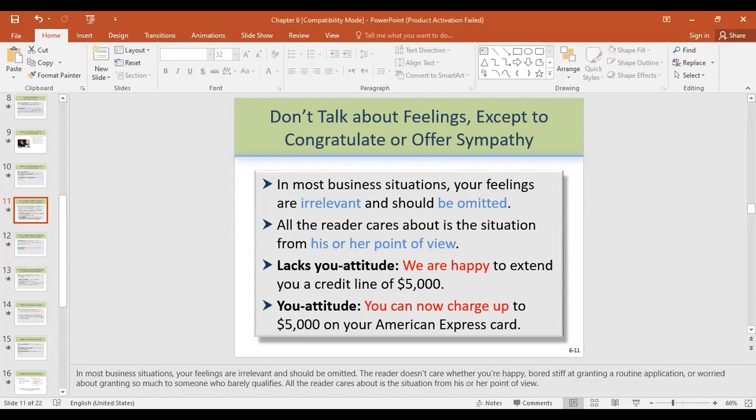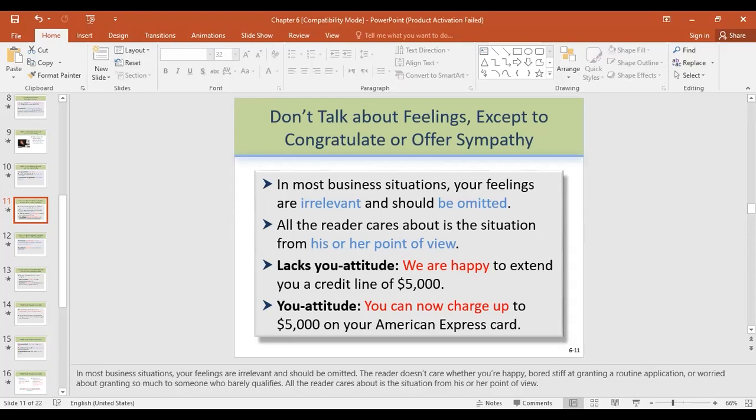Also, here we have another example. For example, in most business situations, your feelings are irrelevant and should be omitted, okay? So all the readers care about is the situation from his or her point of view.